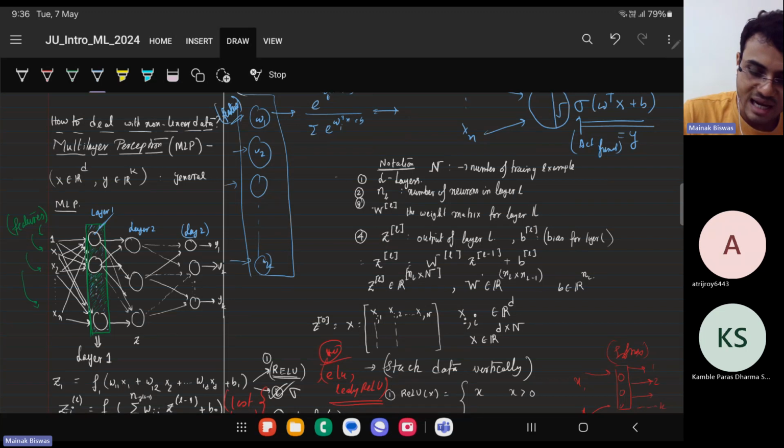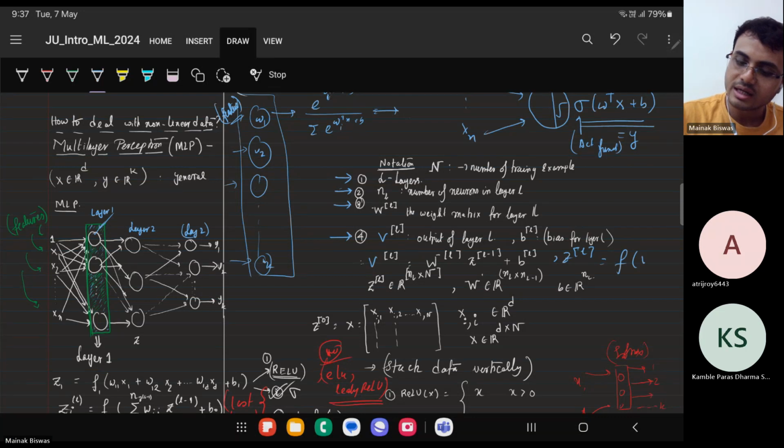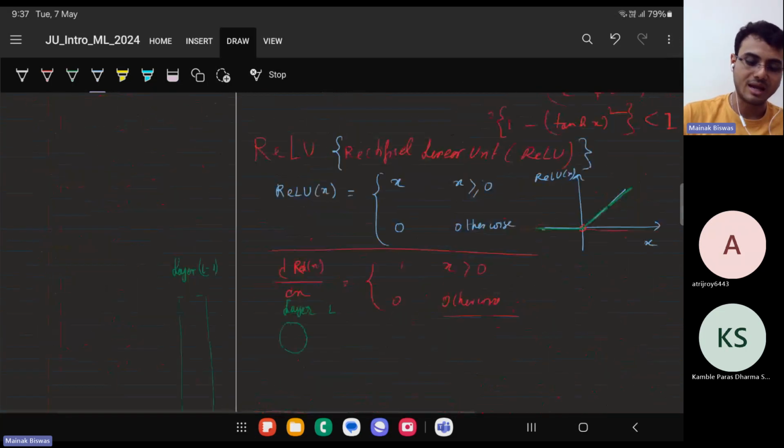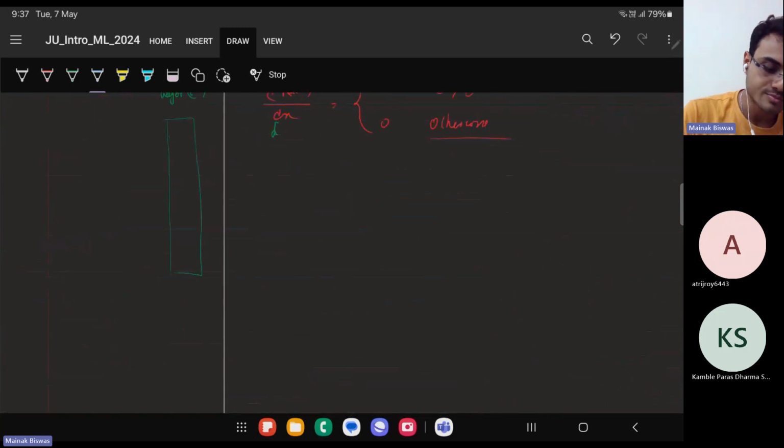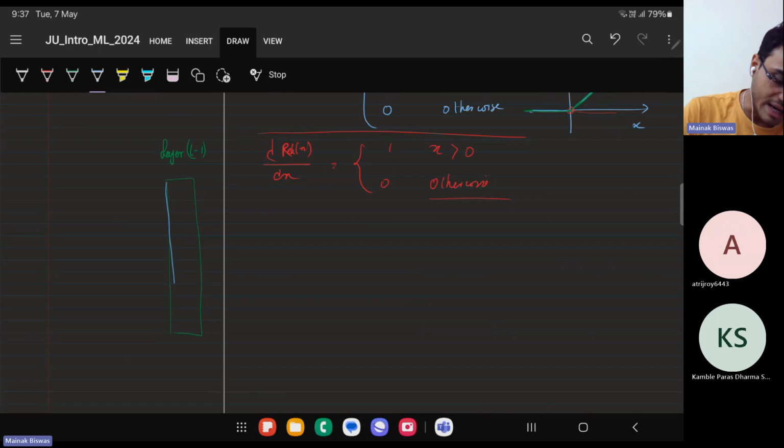So let us say that we have L layers in the neural network. NL is the number of neurons in the Lth layer. WL is the weight of the layer L. VL is the output of the layer L, and ZL is some activation function f applied to VL. We'll see all these things. What are these? I will draw one neuron for the time being, and then I will explain all of these.